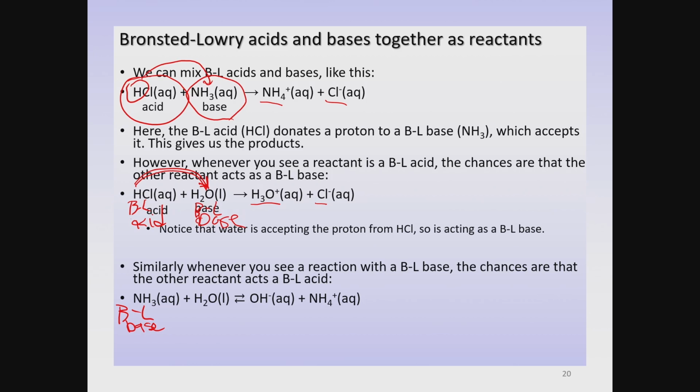And the answer is yes, because if you look at the products here, you can see that what must have happened is that water donated its hydrogen ion to NH3 to give you NH4, and then after water donated its proton, you're left with hydroxide. So yes, this is a Bronsted-Lowry acid.